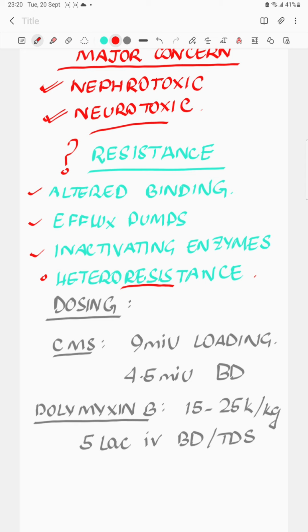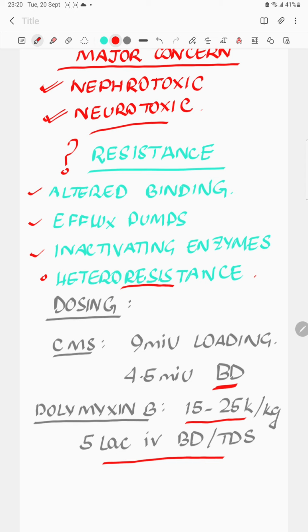What about the dosing? For CMS, we need a loading dose, and usually that is 9 MIU, and we use 4.5 MIU IV BD as maintenance. It's a concentration dependent drug, so we are using it in BD dosing. With polymyxin B, the dose is 15 to 25,000 units per kg body weight, and this would translate in a 60 kg man to 5 lakh units IV BD or TDS.